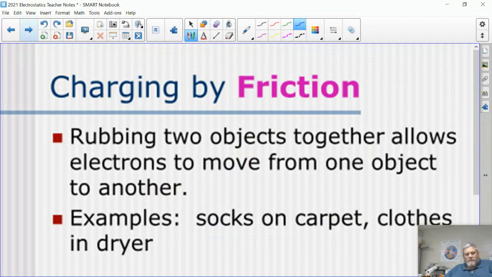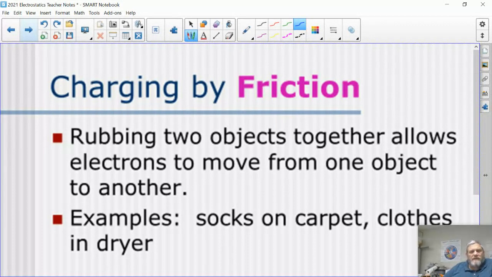Okay, and the last type is charging by friction. Right? And you saw me do this once already. If I take a balloon or just really anything and you rub it up against your hair or rub it up against your shirt, you are literally transferring electrons from your hair or your shirt onto the balloon. Okay? And it's done through friction. That's why it's called charging by friction. So it's rubbing two objects together, allowing the electrons to move from one object to another.